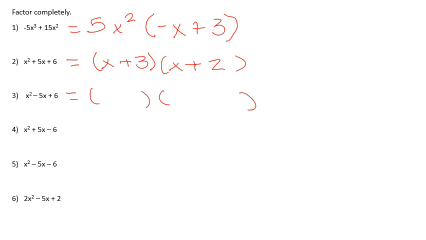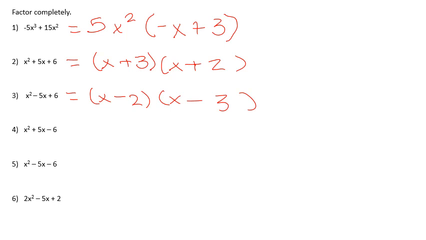Again, no greatest common factor. This is almost the same as the one before it, so I know there's not going to be any greatest common factor. If I check my signs, the sign on 6 is positive, so the signs in parentheses are going to be the same. The sign before it is negative, so that says both negative. So x and x to get my x squared. Signs are both negative. If I'm multiplying to make positive 6 and adding to make negative 5, that's a negative 2 and a negative 3.